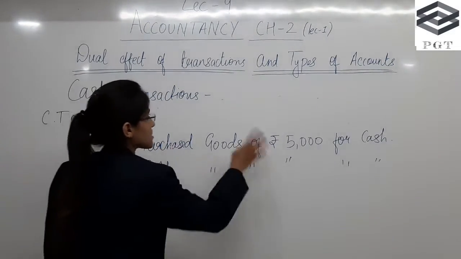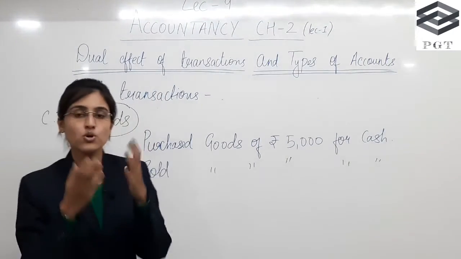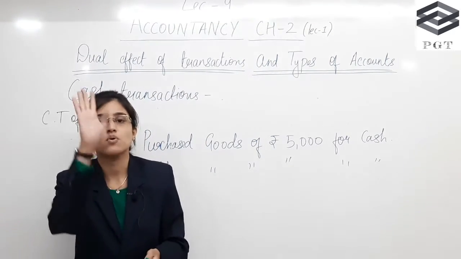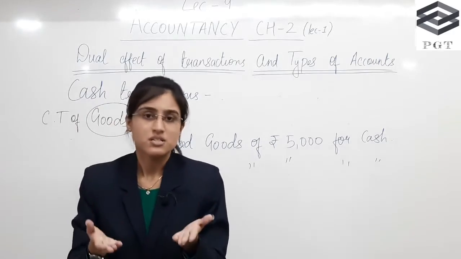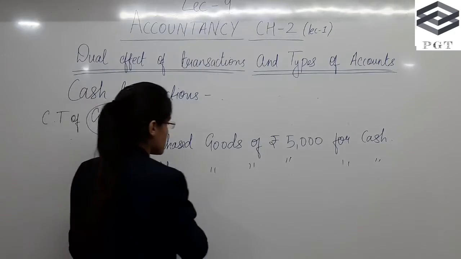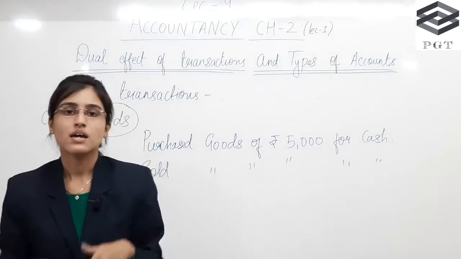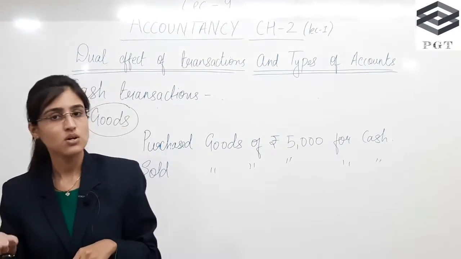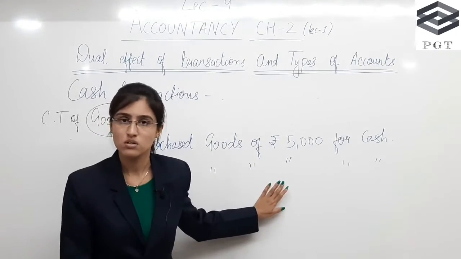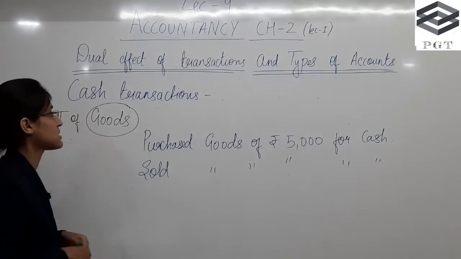You have purchased goods of rupees 5,000. You will get goods. You will pay money on the spot. Cash transaction of goods. Then you have sold goods. That means you have given goods and you have received 5,000. Again, cash transaction of goods. Here you have purchased and here you have sold. All right? Fine. So this was again simple to understand.